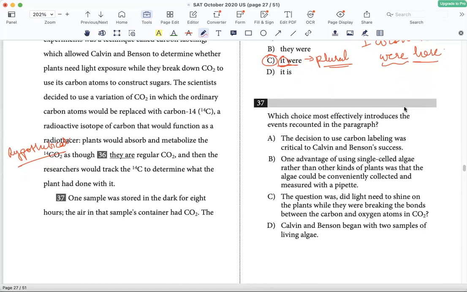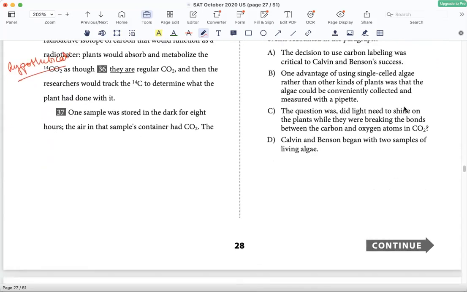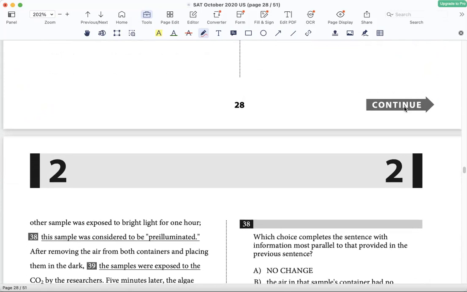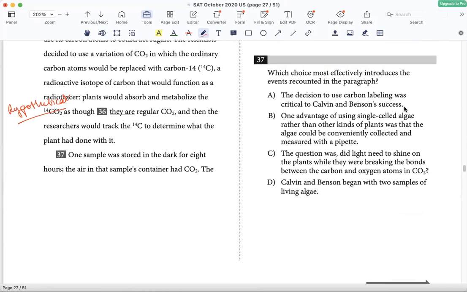Okay, then I need to introduce the events recounted in the paragraph. So let's read further. One sample was stored in the dark for 8 hours. The air in that sample's container had CO2. The other sample was exposed to bright light for 1 hour. Okay, so the decision to use carbon labeling was critical. One advantage of using single-celled algae rather than other kinds of plants was that the algae could be conveniently collected. The question was, did light need to shine on the plants while they were breaking the bonds between the carbon and oxygen? Calvin and Benson began with 2 samples of living algae, right?